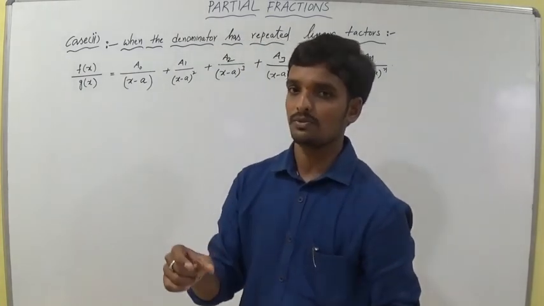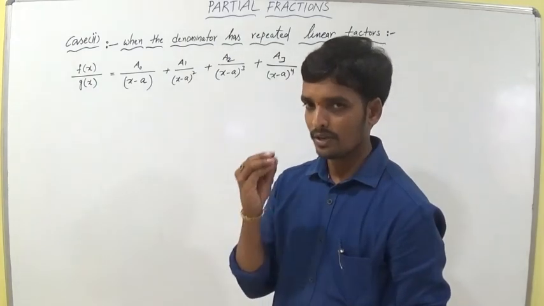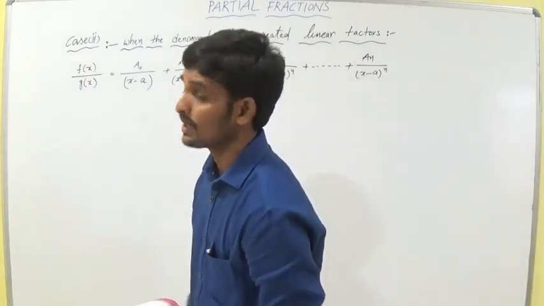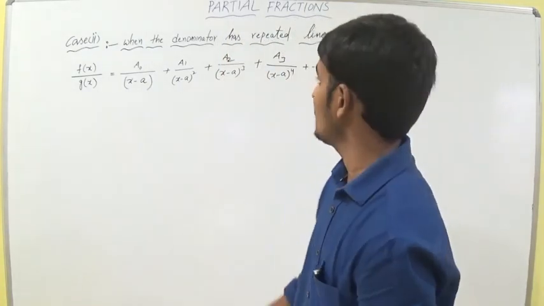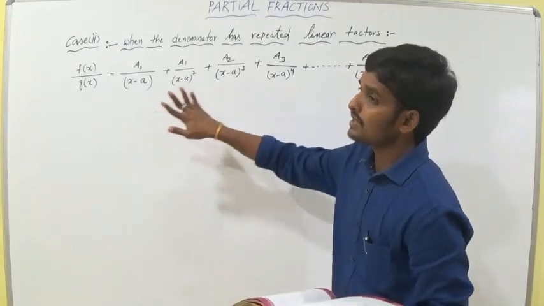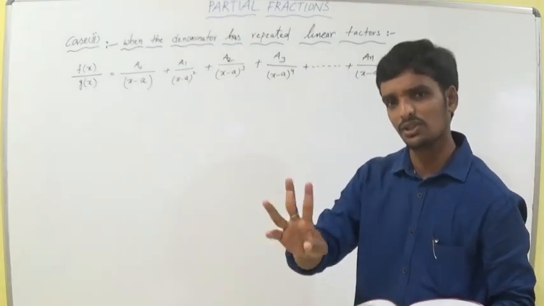You have to write the notes from this. Are you okay? So we have to write the first sentence. What is (x minus a) whole power n? (x minus a) whole power n is a repeated linear factor. Their partial fraction form is as above. That's it, these two sentences.